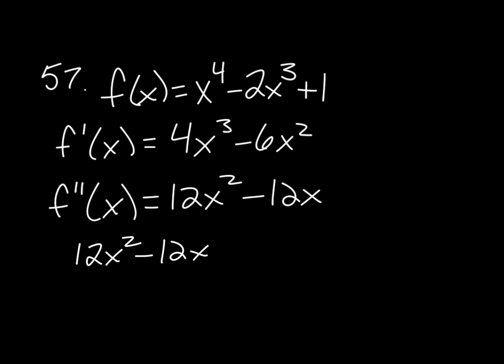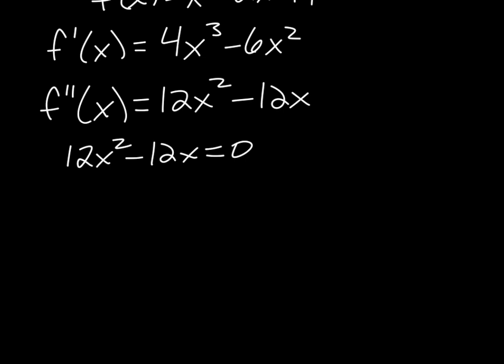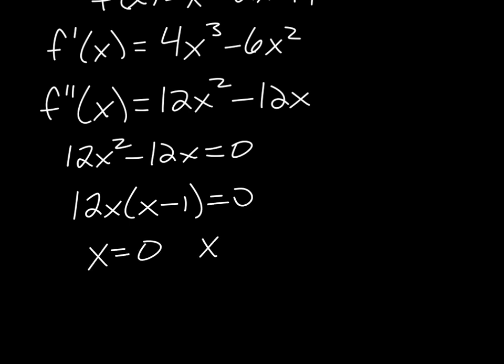Or another potential inflection point is where the second derivative does not exist. And we don't have that situation at all, so we're just going to locate these two. Again, get used to factoring here. So we're going to take out the 12x. So our two potential inflection points are at 0 and 1.